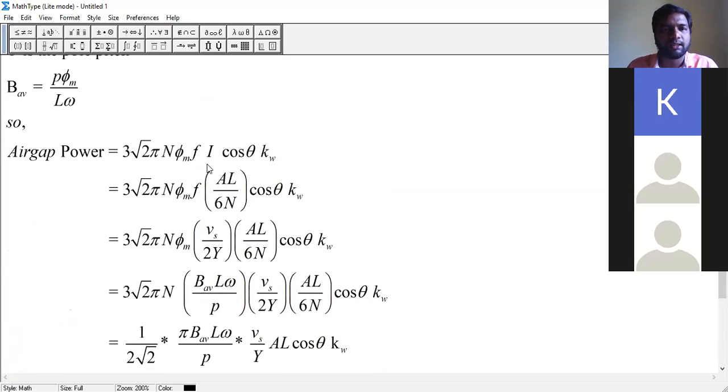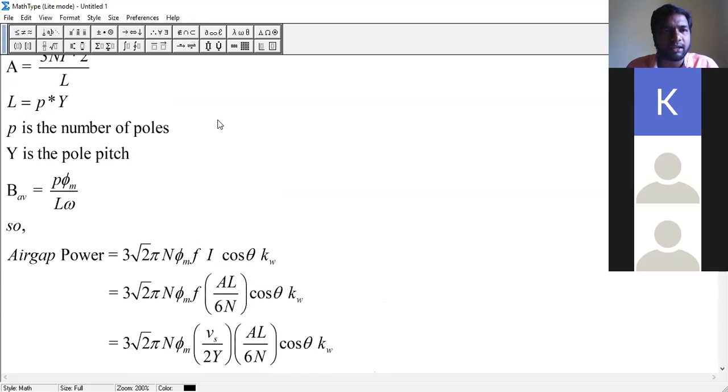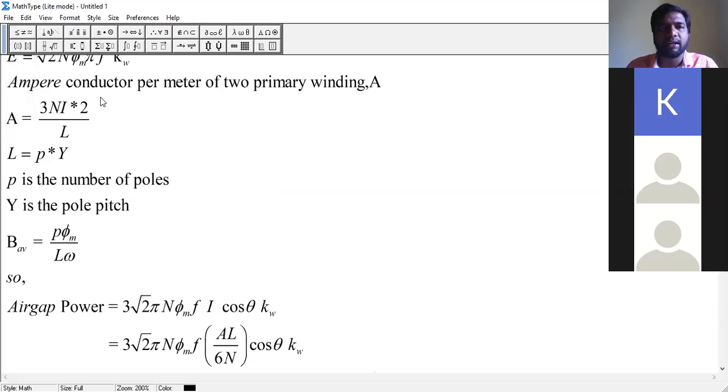Now we are going to replace this current value. If we come here, we are taking the ampere conductor, so it is 3 into Ni into 2 divided by L. So the I value is nothing but A into L divided by 6 into N.